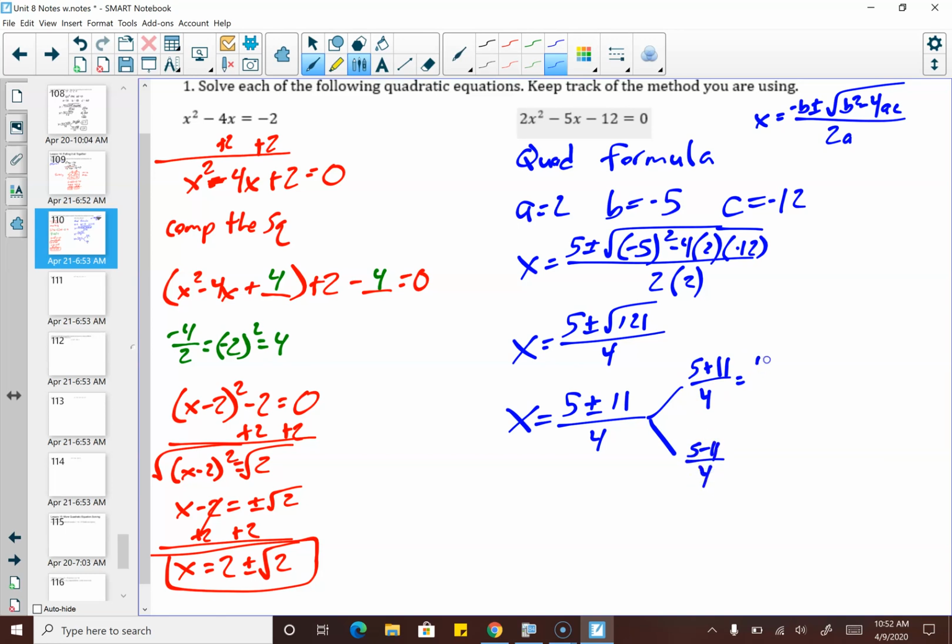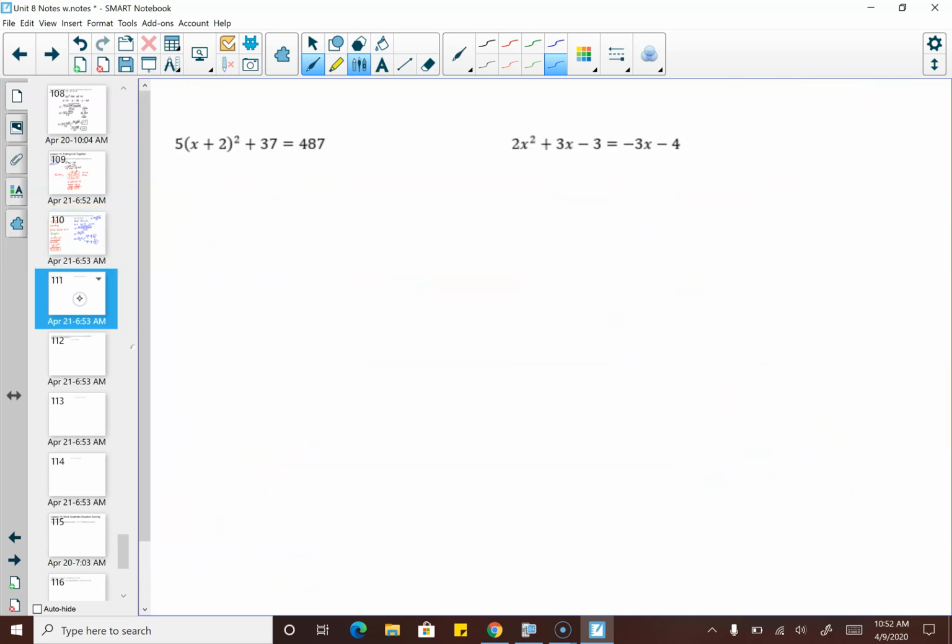So 5 plus 11 is 16. 16 over 4 gives you 4. And then 5 minus 11 is -6. And -6 over 4 gives you -3 over 2. So then your two answers are x equals 4 and x equals -3 over 2. So you've seen basically one of each style. I'm just going to do this last one here because this is just straight inverse operations.